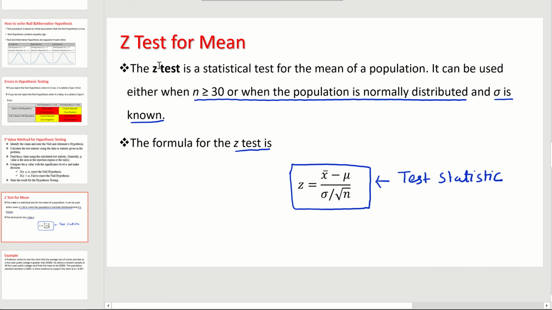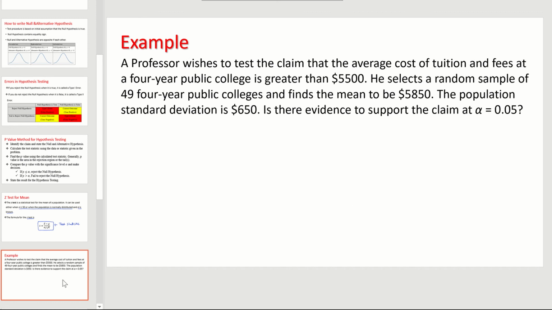Okay, let's see how we can use z-test to solve a hypothesis testing problem. Here we have the example. A professor wishes to test the claim that the average cost of tuition and fees at a four-year public college is greater than $5,500. He selects a random sample of 49 four-year public colleges and finds the mean to be $5,850. The population standard deviation is 650. Is there evidence to support the claim at 5% significance level, or at alpha equal to 0.05?